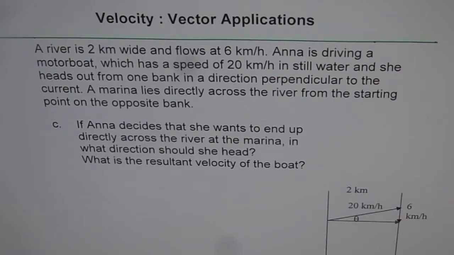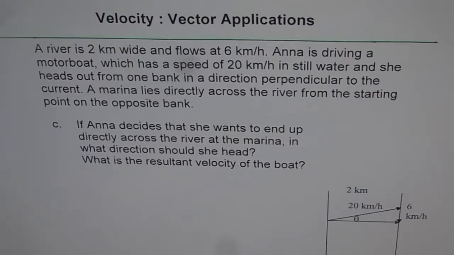So the first part of the question is the same, the situation that is. A river is 2 kilometers wide and flows at 6 kilometers an hour. Anna is driving a motorboat which has a speed of 20 kilometers per hour in still water, and she heads out from one bank in a direction perpendicular to the current. A marina lies directly across the river from the starting point on the opposite bank.